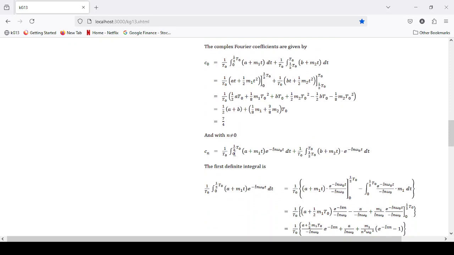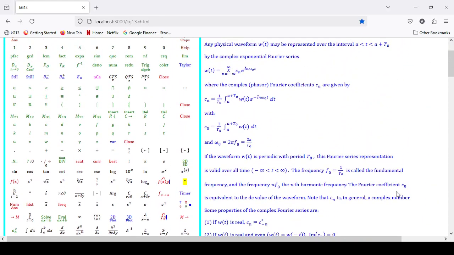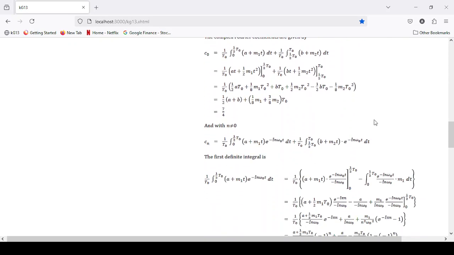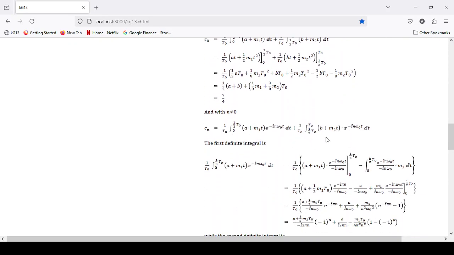The Cn likewise has two definite integrals because of two different straight lines. The Cn, there's your general formula for the Cn. There you can see it: W of t e to the minus I n omega naught t. We multiply that and we integrate. And here you can see it. So we have two definite integrals over the two half periods. First half period, second half period. A little bit complicated, but we can work it out.